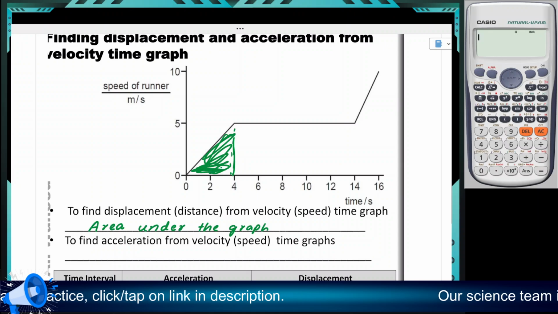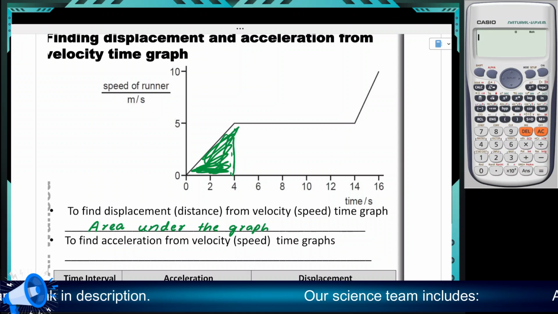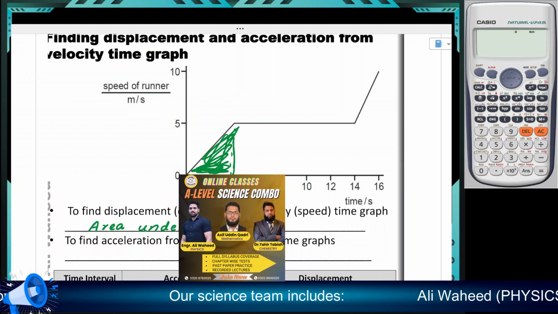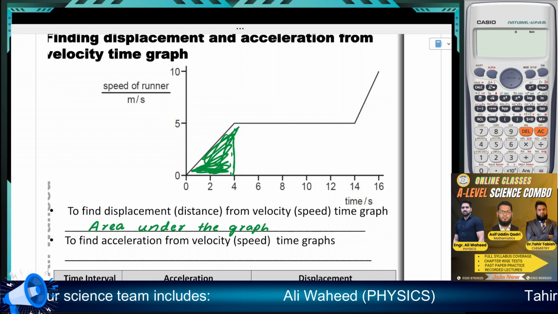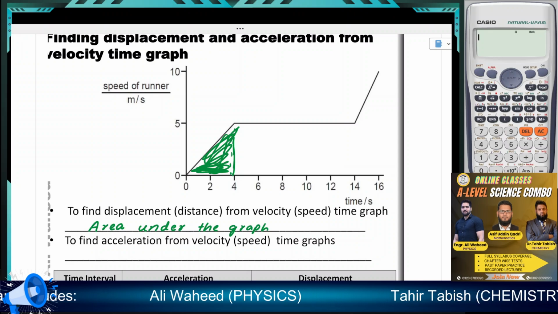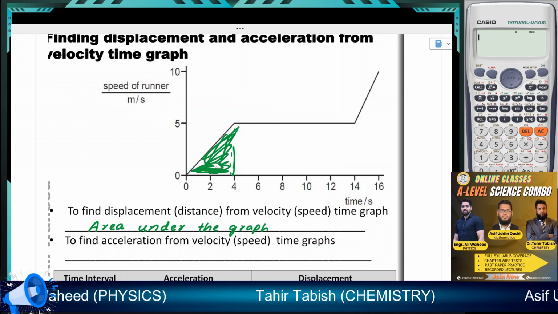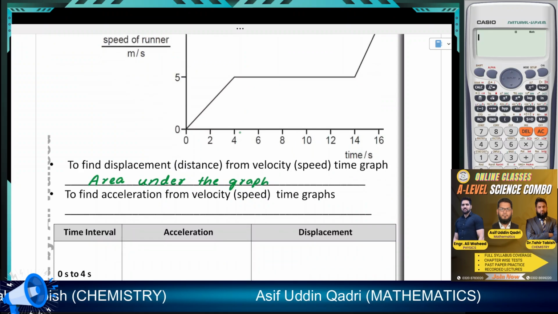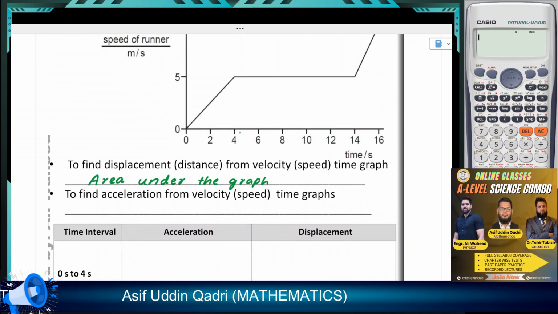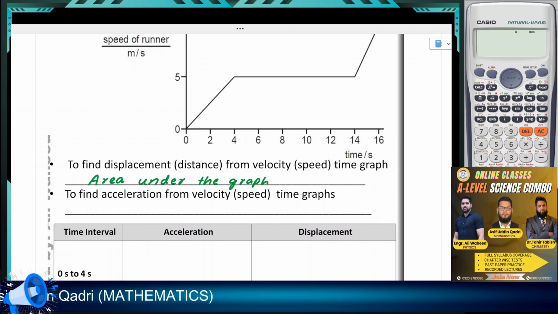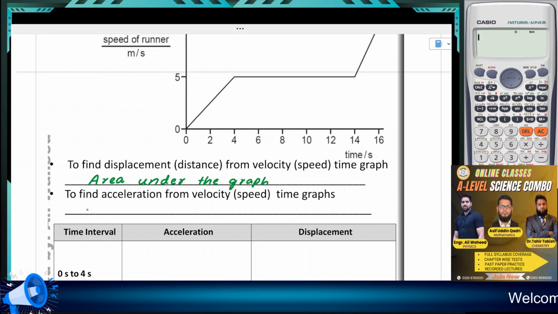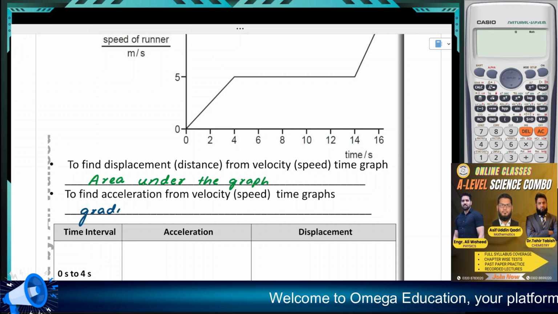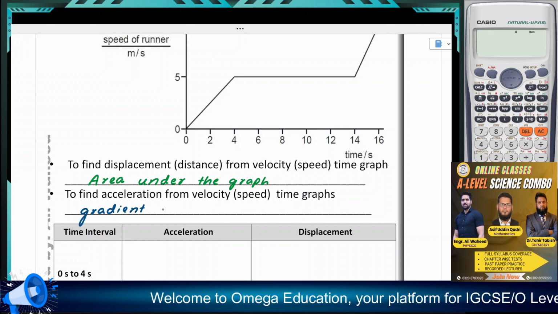So this shaded area, whatever shape that is, in this case it would be a right angle triangle. We apply the area formula for that shape, and we can find the area, and that area would be the distance. But in the second case, if you want to find the acceleration from a speed time or velocity time graph, we simply find the gradient of the line.